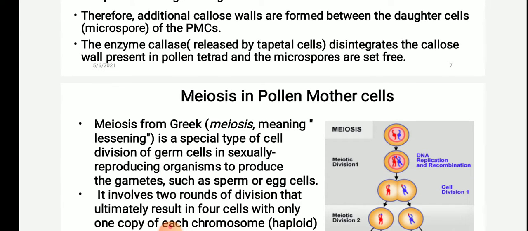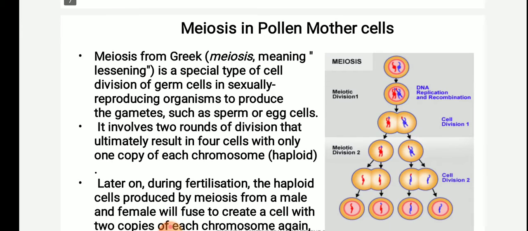So let us take up another important point. The callose wall of the pollen tetrad or the microspore tetrad will be broken by the callase enzyme of the tapetum after the end of meiosis. So let us take up meiosis in pollen mother cells.